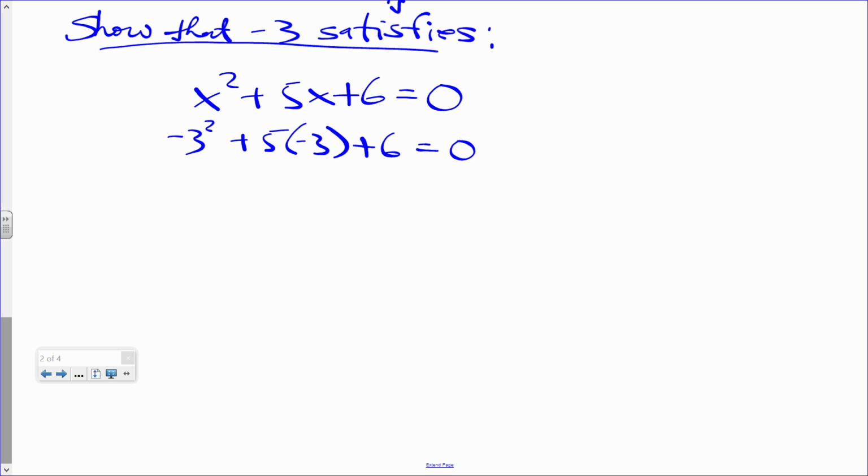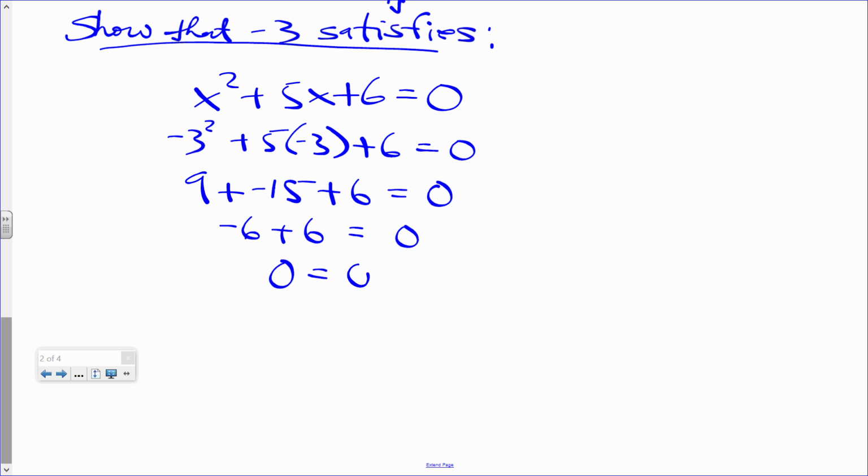Now I'm going to follow order of operations. Exponent comes first, so negative 3 to the second power is positive 9. 5 times negative 3 is negative 15. Plus 6 equals 0. 9 plus negative 15 is negative 6. Negative 6 plus 6 is 0. It satisfies.